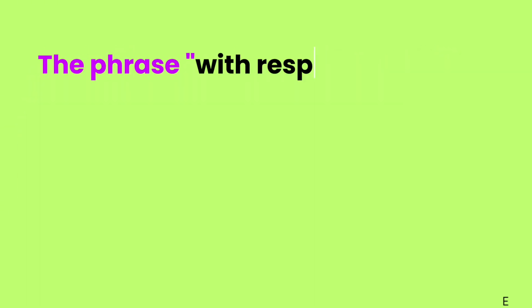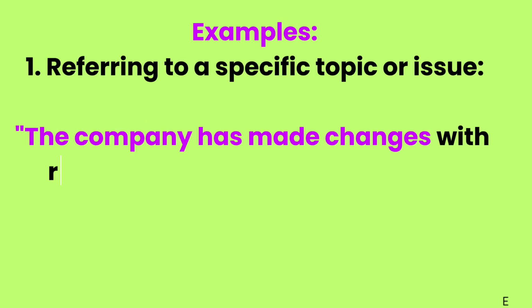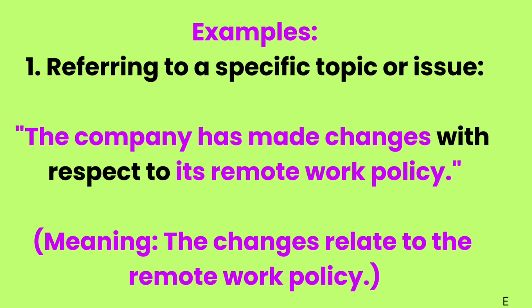With respect to. The phrase "with respect to" means regarding, in relation to, or concerning a specific topic, subject, or issue. It is a formal way of referencing something in discussion or writing. Examples: 1. Referring to a specific topic or issue. The company has made changes with respect to its remote work policy. Meaning, the changes relate to the remote work policy.